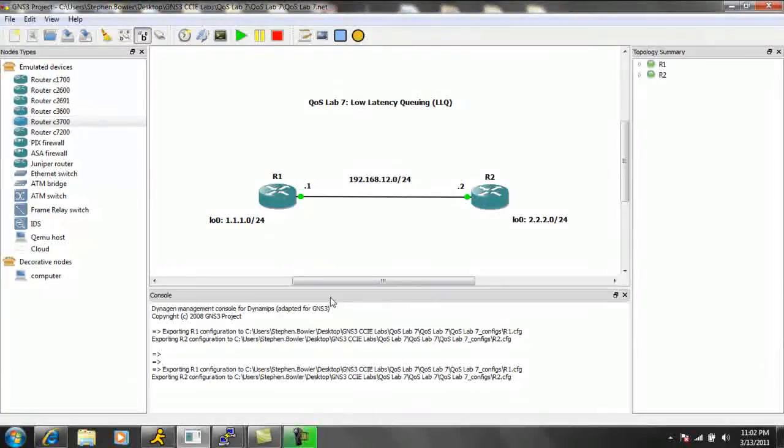So let's go ahead and get started. What we're going to do is set up a couple of the class maps first. We're going to go under R1, and it must be noted that you can see from our network diagram the link between R1 and R2 is the 192.168.12.0/24 network. Then we have a loopback on R1, which is 1.1.1.0/24. Then we have a loopback 0 on R2, which is 2.2.2.0/24.